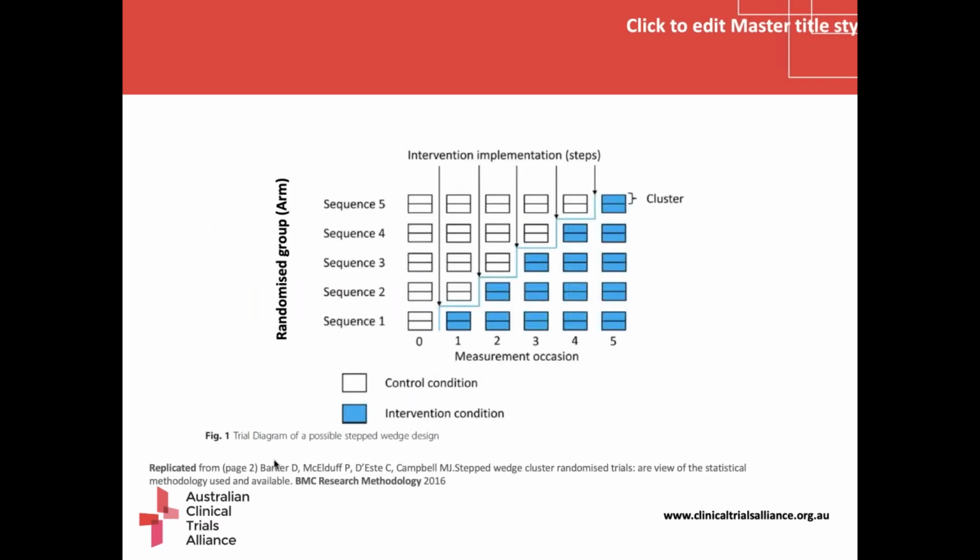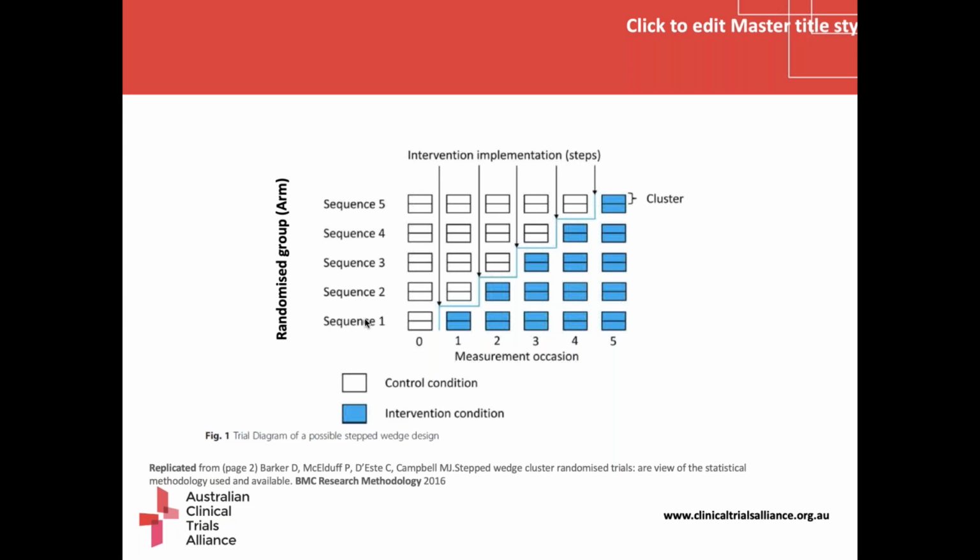So here I've got a schematic of a stepped-wedge cluster randomized trial. This has been replicated from a paper published by Barker in 2016. Here you see that you've got 10 clusters randomized in 5 steps in groups of 2, over a period of time.